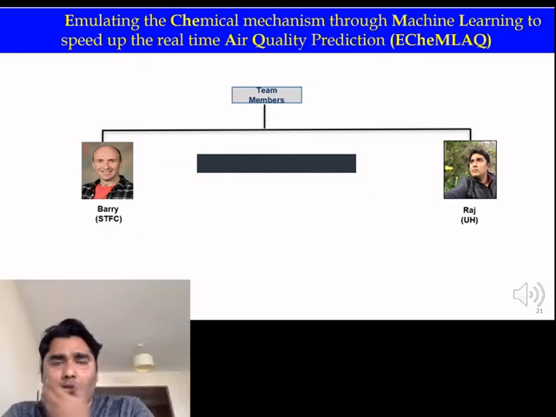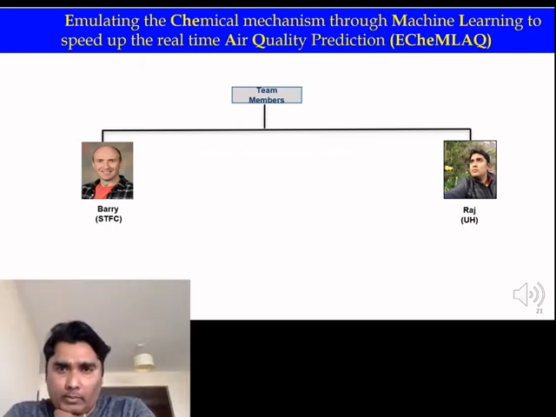Yeah, so this work is on emulating a chemical mechanism using a machine learning algorithm, and Barry and myself have done this work.